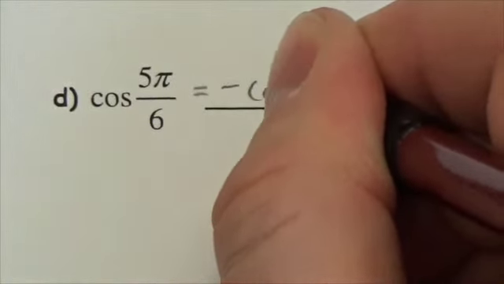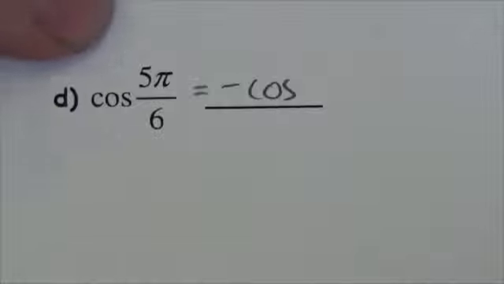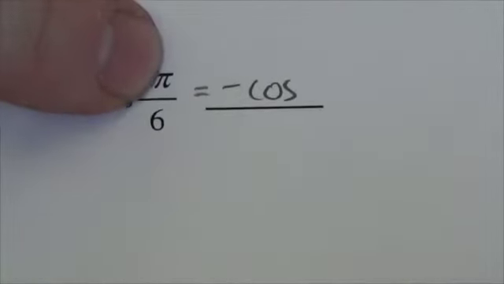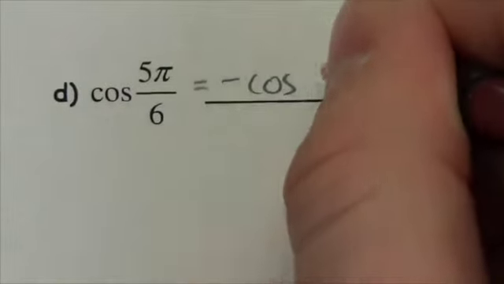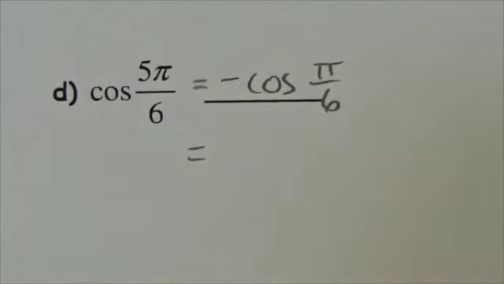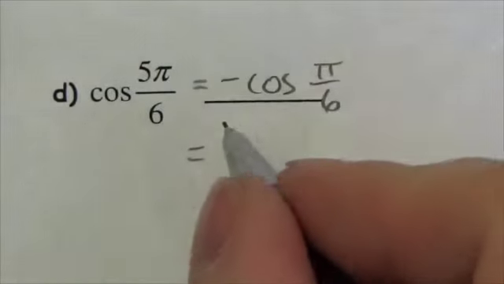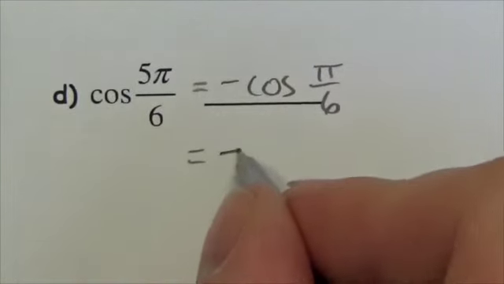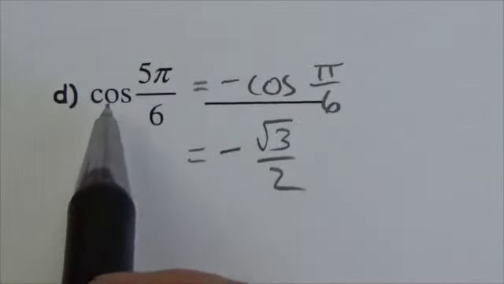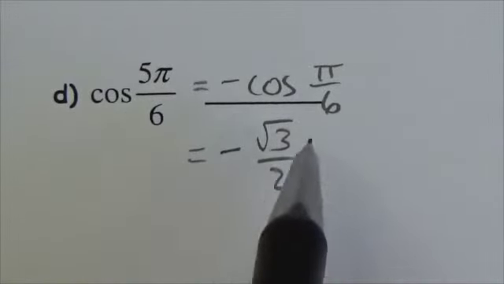Cosine is negative in quadrant 2. And watch this. There's my reference angle. This is beautiful. All I got to do is cover up that number here. That's my reference angle. So this is the negative cosine of pi over 6. Pi over 6, if you have to associate that, is 30 degrees. And so the x-coordinate at that point, which I associate with cosine, is going to be root 3 over 2. So the cosine of 5 pi over 6 is negative root 3 over 2.